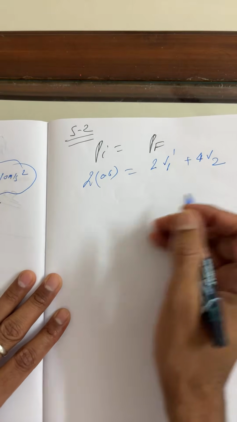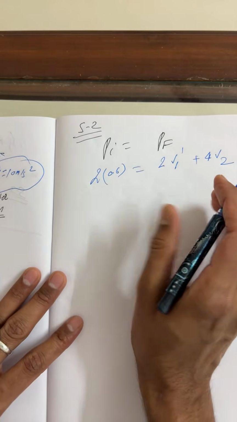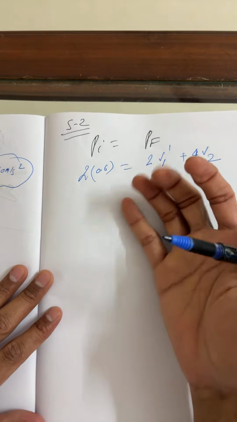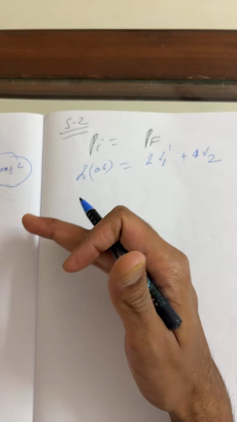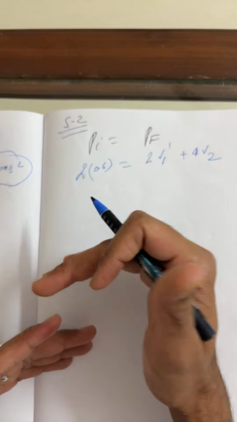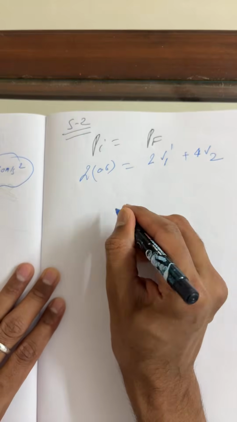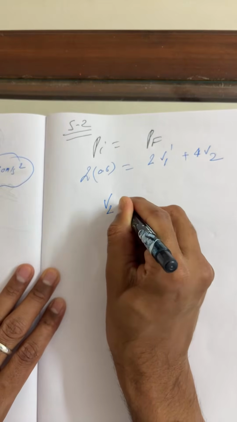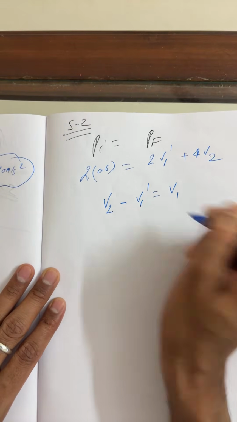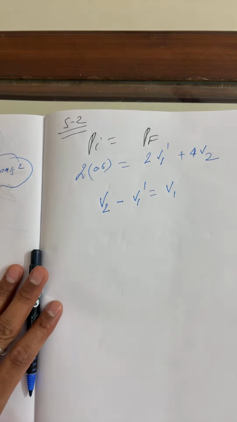So from the elastic collision concept, I hope you remember the cases, 1, 2, 3: m1 much greater than m2, and m2 much greater than m1. From that concept, I can write v2 minus v1 prime is basically v1. So I can use this result over here.